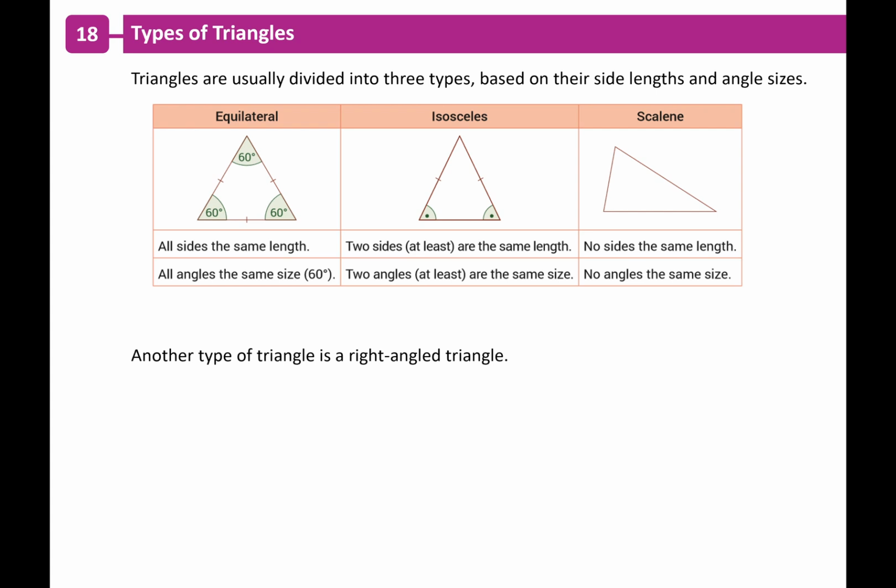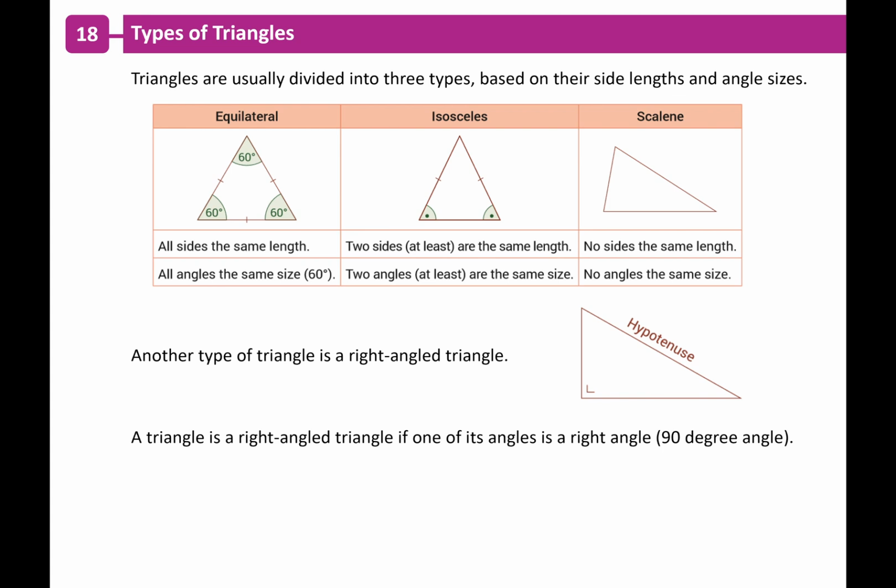Another type of triangle is called a right angle triangle. A triangle is a right angle triangle if one of its angles is 90 degrees. The opposite side of the right angle is called the hypotenuse. Please pause and take this down.